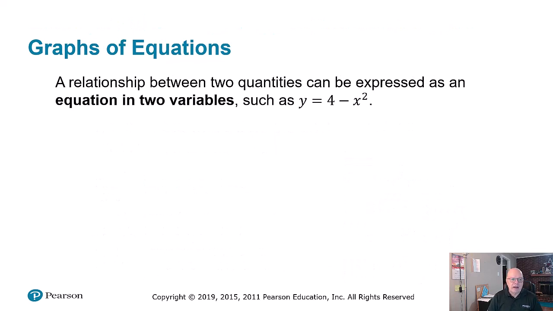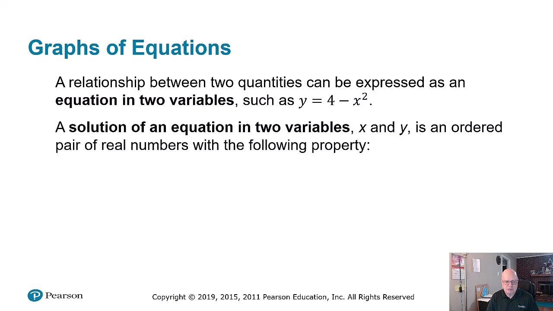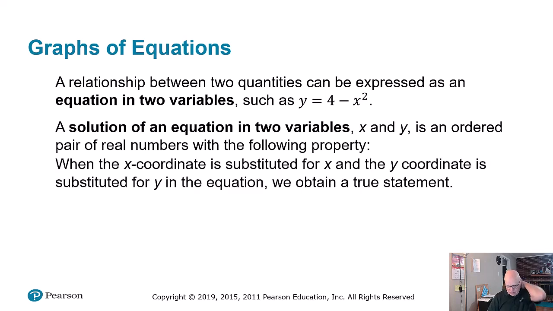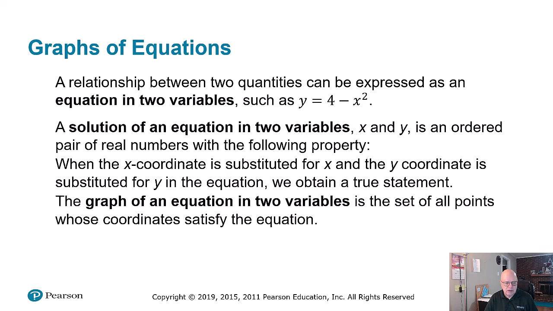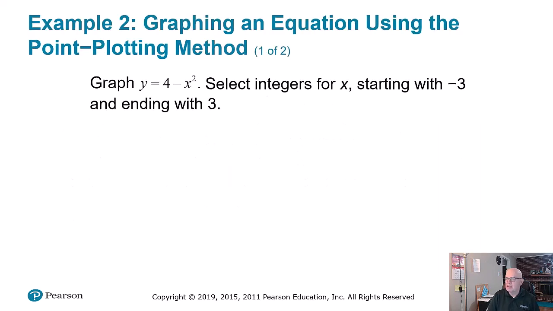Next, if we want to express a relationship between the two, we use an equation in 2 variables because we've got x variables and y variables. A solution is a pair of real numbers that you put into the equation and it makes the equation true. Put the x-coordinate for x, the y-coordinate for y, and it says something true. If you graph all of the points that make it true, then you've got the graph of an equation in those 2 variables.